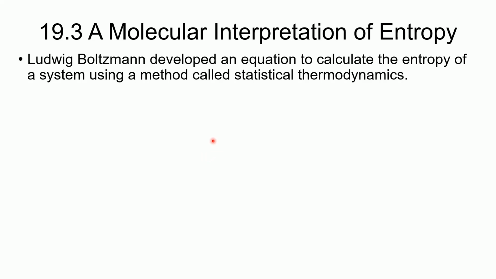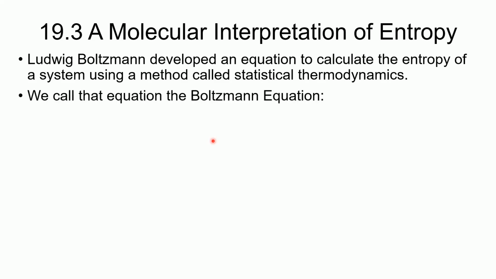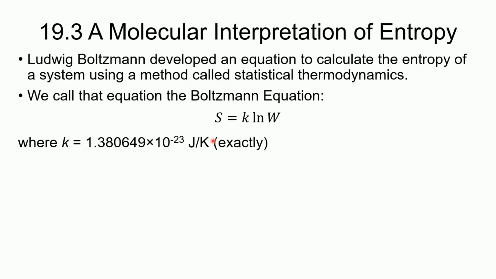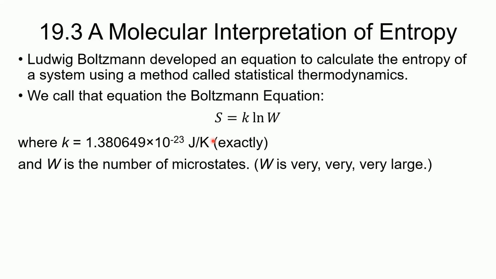So if we look at who got this all going, it's a scientist named Boltzmann, who came up with an equation to describe entropy, and he used statistical thermodynamics to do this. The equation he came up with we call the Boltzmann equation, which is this. The entropy S is equal to k, the Boltzmann constant, times the natural log of W. And W is the number of microstates.